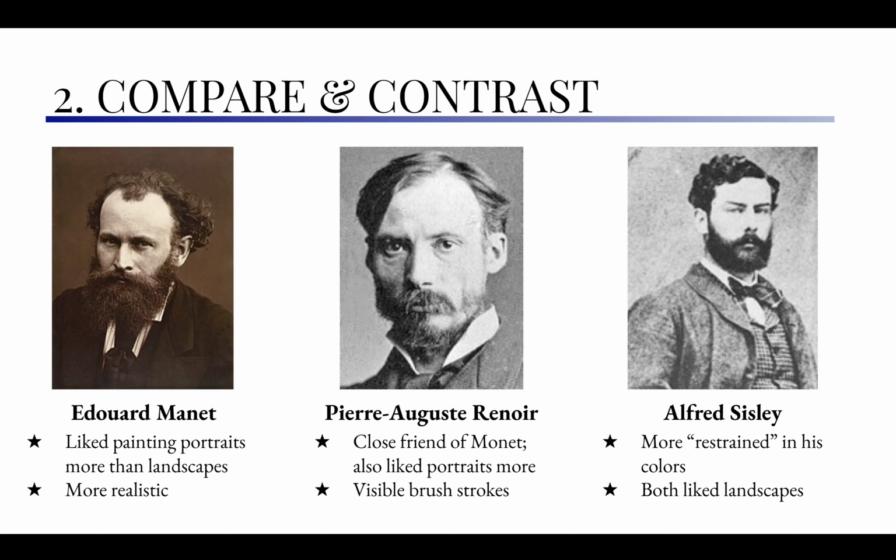The next of the Impressionists is Pierre-Auguste Renoir, which I'm sure I am butchering his name, sorry. Anyhow, he was a close friend of Monet's, and he also liked to paint portraits more, just like Edward did. Similar to Monet, he had very visible brushstrokes that were very typical of the average Impressionist of this time. The next of the Impressionists is Alfred Sisley. A modern criticism I've heard recently in a blog post was that he has a very restrained use of his colors compared to Monet. Both of them liked landscapes, and both of them liked to do on plein air painting, which I would imagine sort of goes hand in hand with liking to paint landscapes.